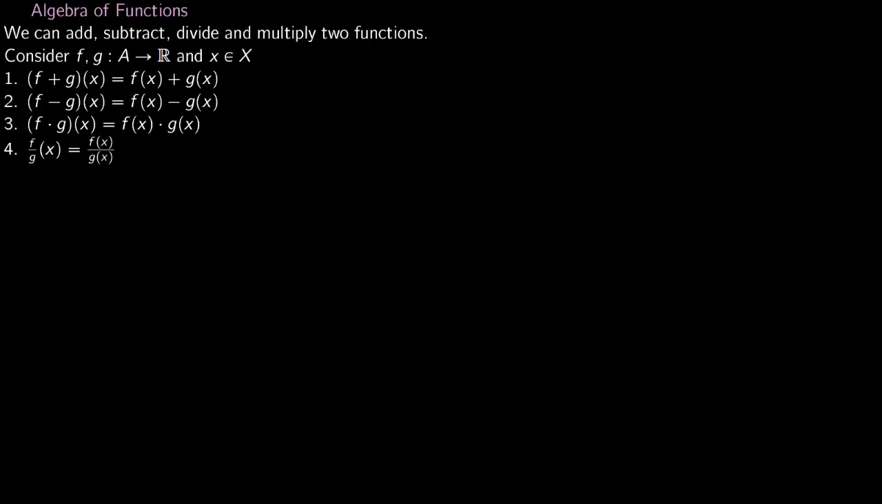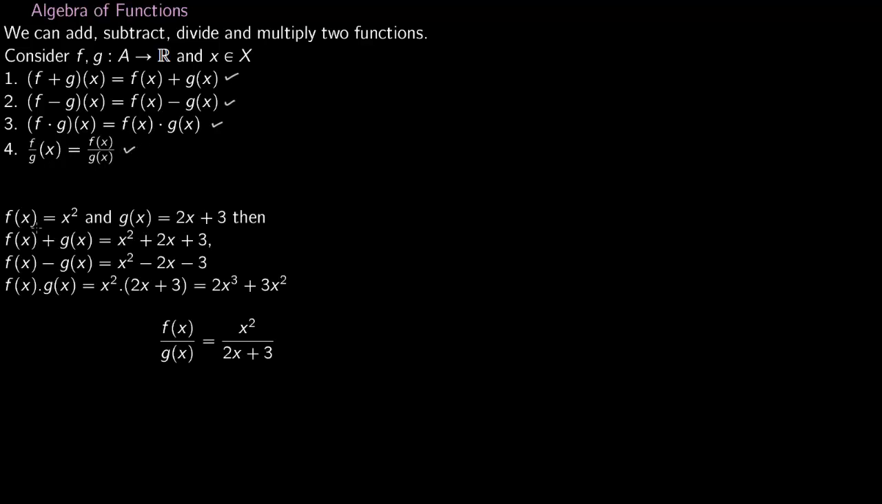We now talk about algebra of functions. So we can add, subtract, divide and multiply two functions. You can simply add the functions, say f and g are two functions, from some set A to real numbers. So these are real valued functions. So they land in real numbers. You can add them, you can subtract them, you can multiply these two functions, and you can divide them.